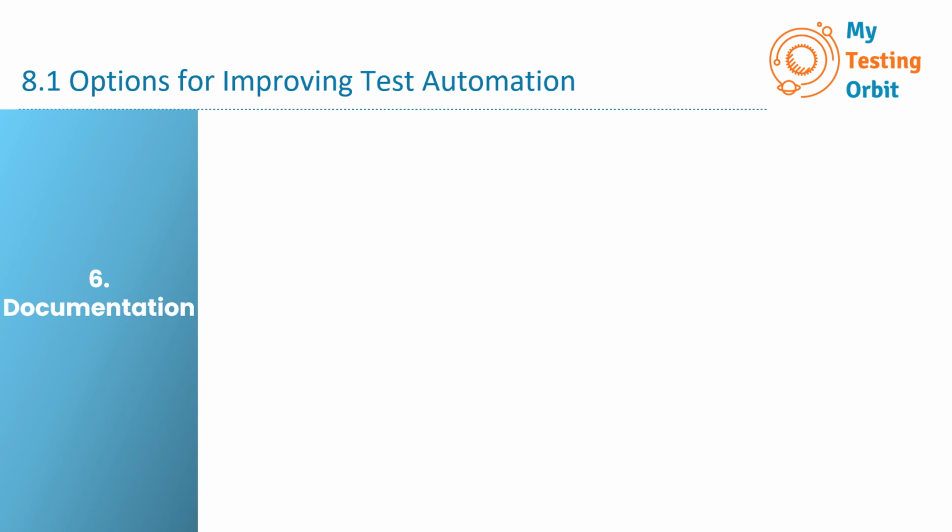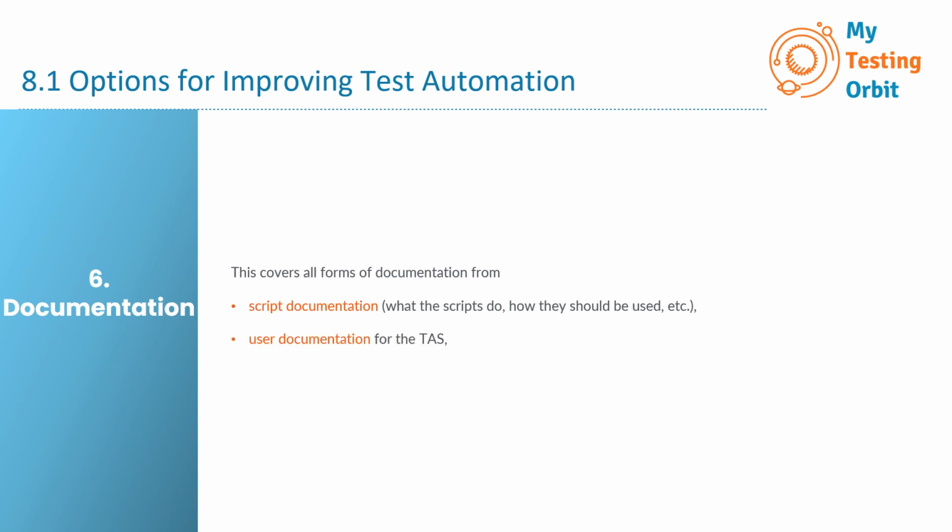Moving on to number 6, documentation. This covers all forms of documentation, from script documentation, which describes the purpose and functionality of automation scripts and provides instructions on how to use the scripts effectively. Then we have user documentation for the TAS. User documentation offers guidance on navigating and utilizing the test automation solution. It helps users to understand the features and functionalities available within the TAS.